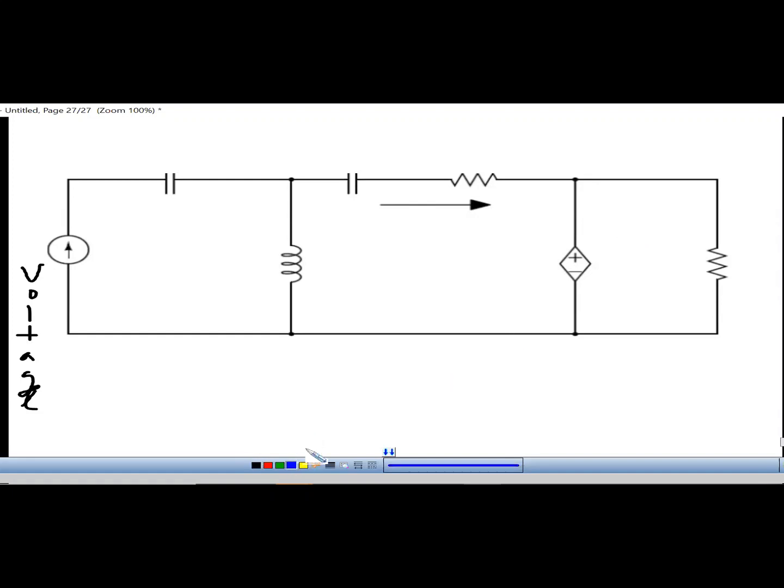So check this out. I'm going to start with this one. What is that? Jesus, what do we call this one?